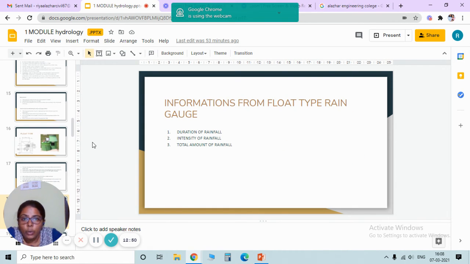Now, let's see what information we can collect from a float type rain gauge. The first one is duration of rainfall, the second one is intensity of rainfall, and the third one is total amount of rainfall. As I said, in the float type rain gauge, as an end result we get a graph, and this graph is a plot between intensity of rainfall and time duration. So from that we can even calculate the total amount of rainfall.